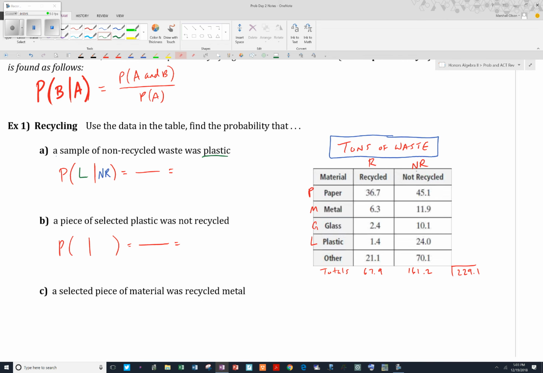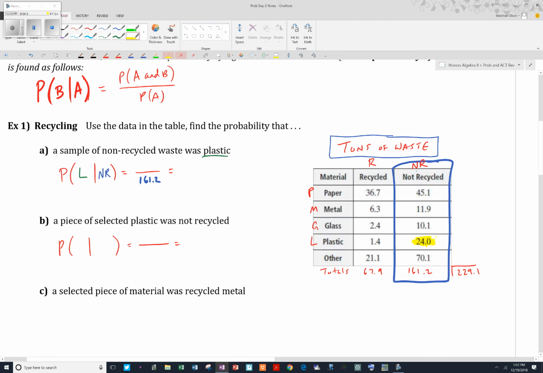So the fact that we're given it's non-recycled tells us we really are only focusing on this column right here. So that limits our sample space. We're not going to put that 229 down in the denominator. We're going to put the 161.2 down in the denominator. And then this is where we kind of are bypassing the formula. Instead of calculating what the probability of A and B are, we don't need to do that. We know that the probability that it is both non-recycled and plastic is right here.